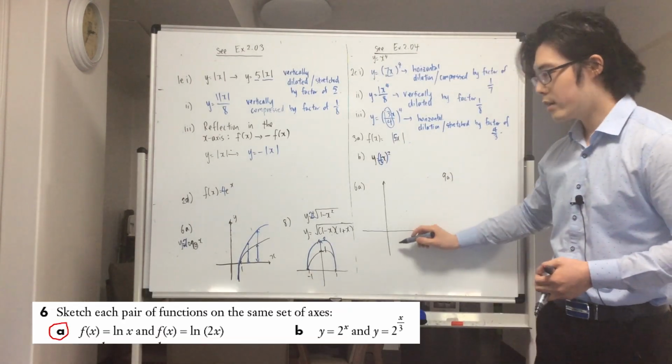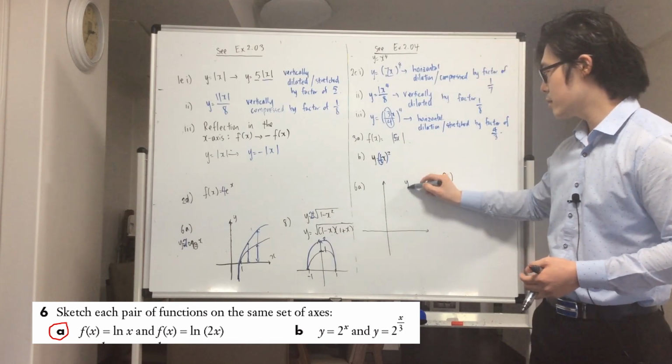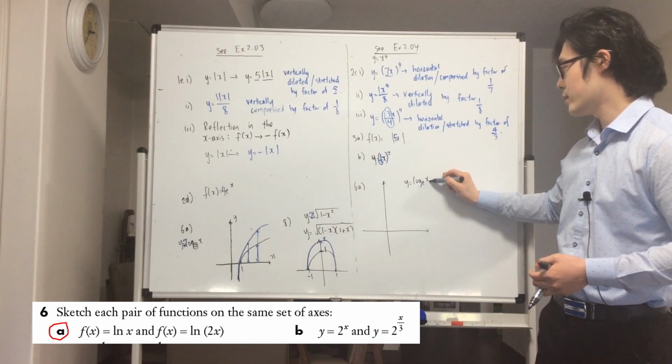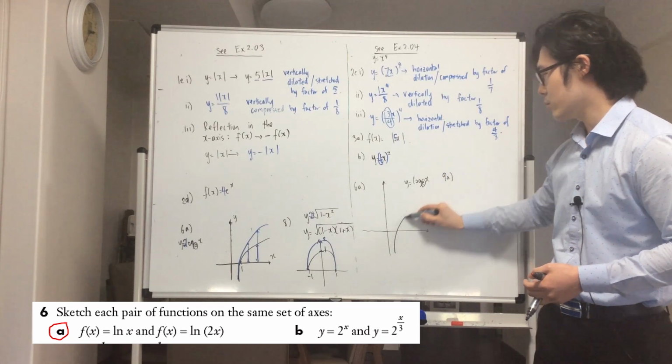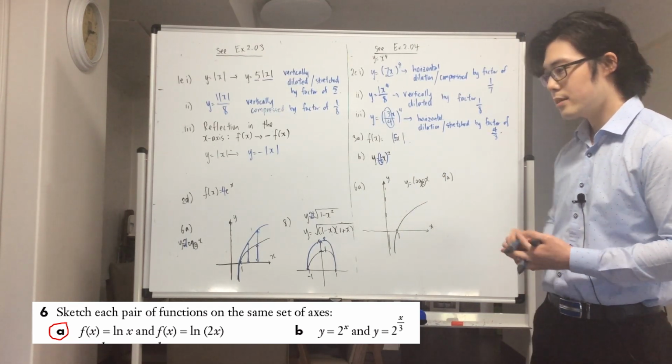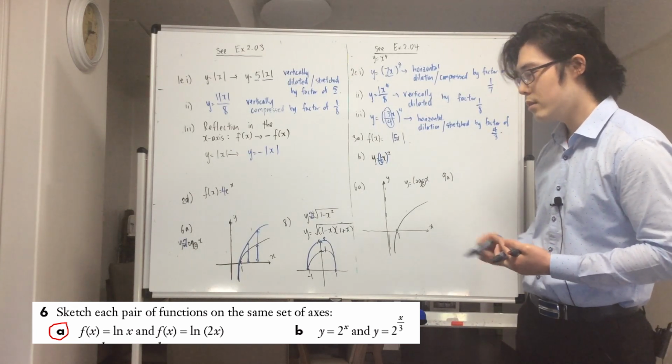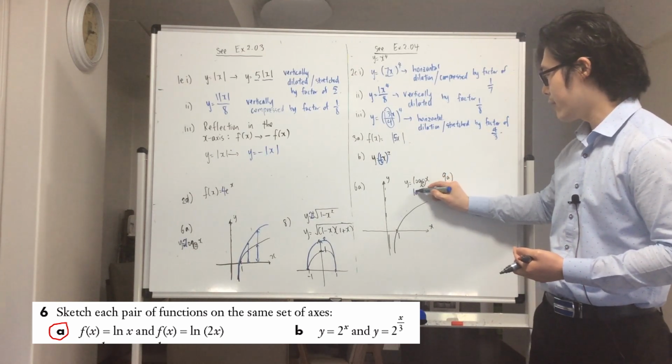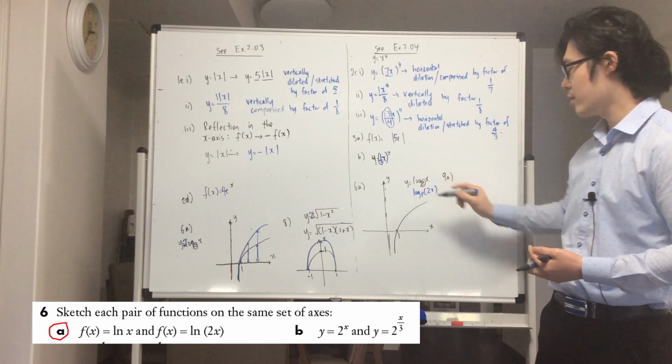So ln x is log e x. And once again, remember, it doesn't matter what base it is, it's always going to go through 1 with that shape, and that as the asymptote. But this time, I have 2x inside. So if I have log e bracket 2x, let's think about this.